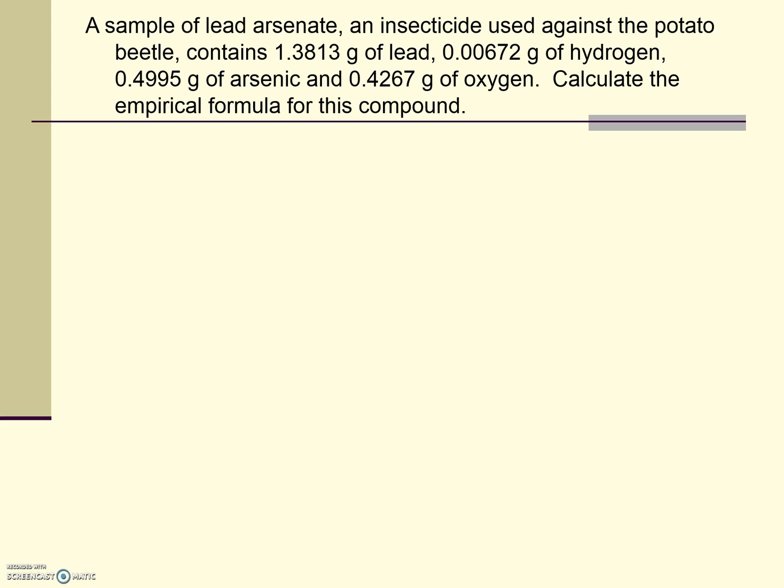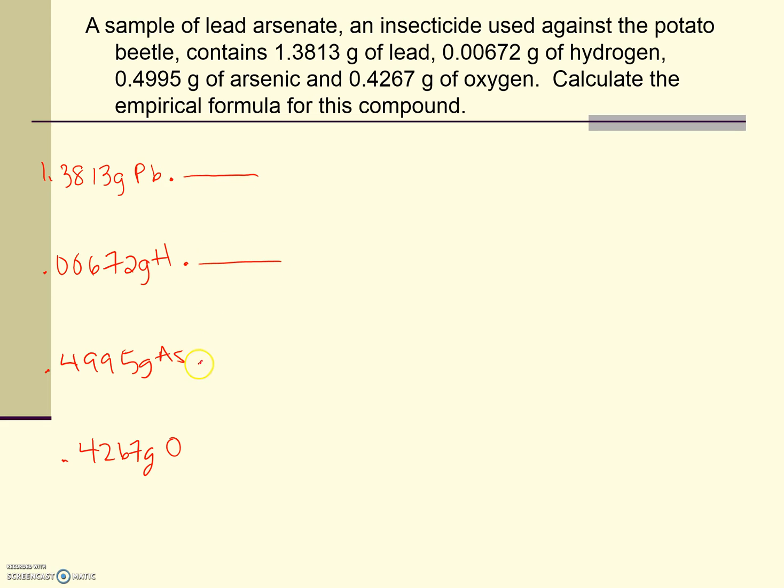A sample of lead arsenate, an insecticide, is used against the potato beetle. It contains 1.3813 grams of Pb. It contains 0.00672 grams of hydrogen. It contains 0.4995 grams of arsenic. And it contains 0.4267 grams of oxygen. I have my grams. It doesn't change anything that I have 4 elements. It's just a little more division.